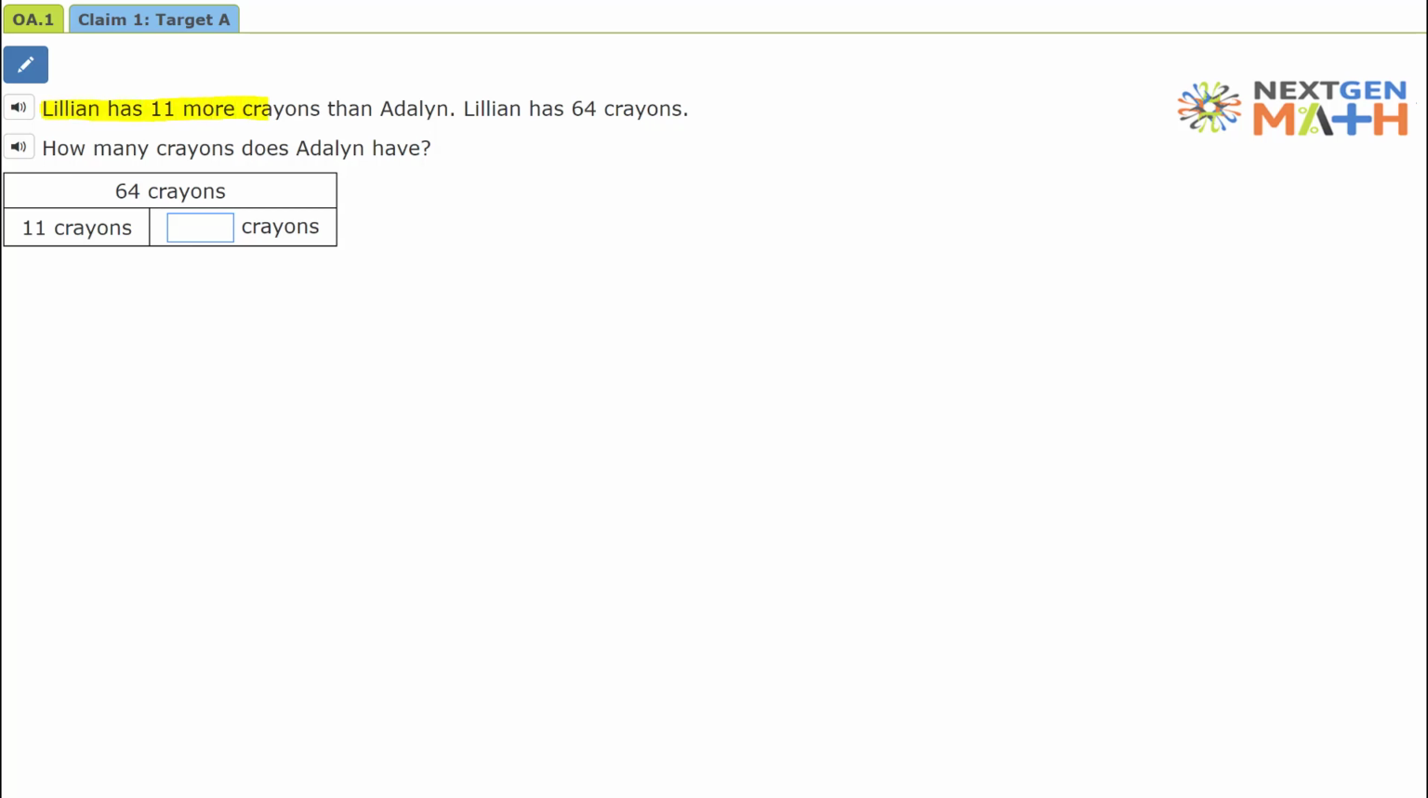Lillian has 11 more crayons than Adeline. Lillian has 64 crayons. How many crayons does Adeline have? Well, this problem is a bigger, smaller, difference problem. How do I know that?